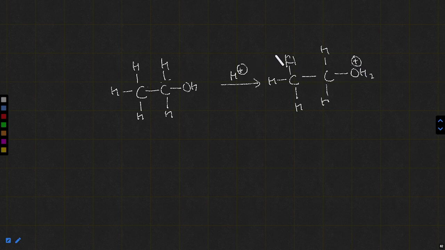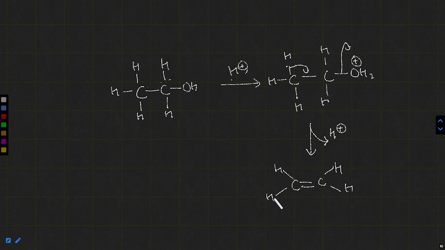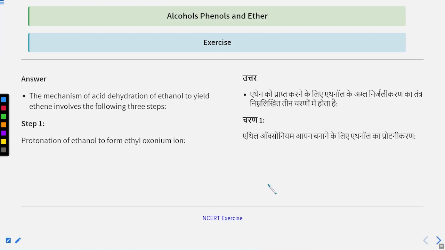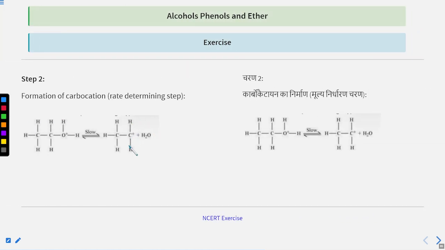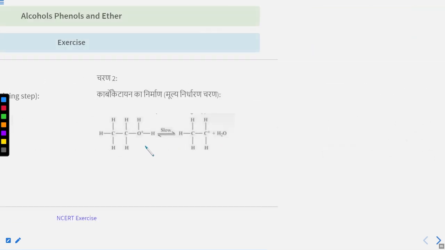Now next, what will happen? Since it's an acid catalyzed reaction, we will get our H+ back. So H+ will be released in this step, and we get an alkene. That is our ethene. The first step is protonation. Okay. The second step is elimination. That results in ethene.